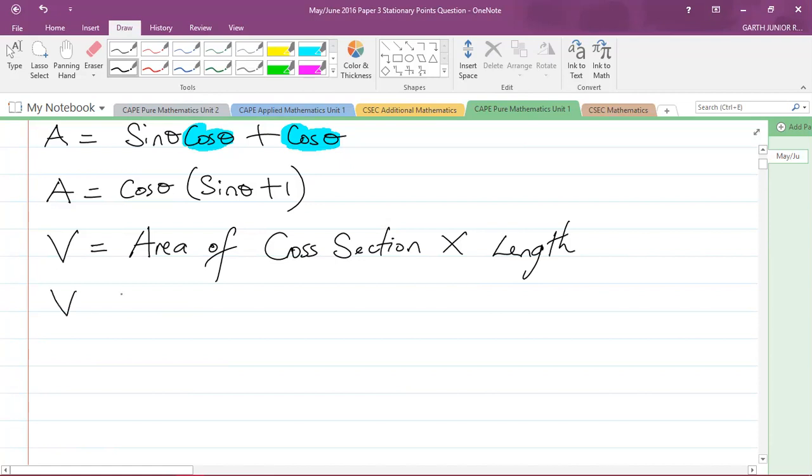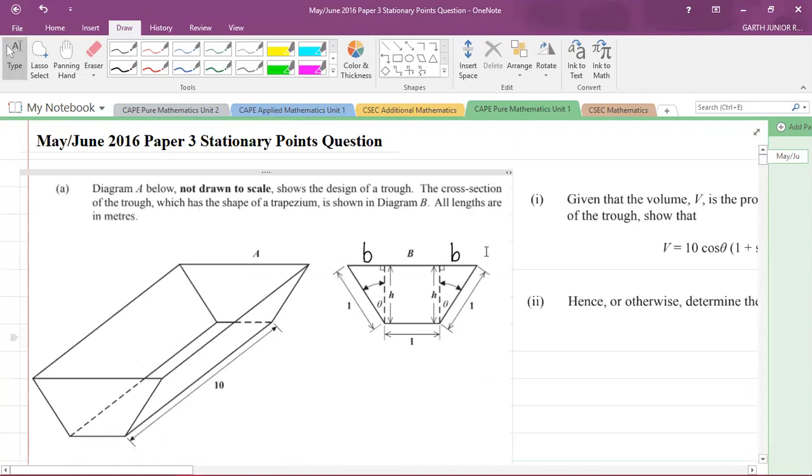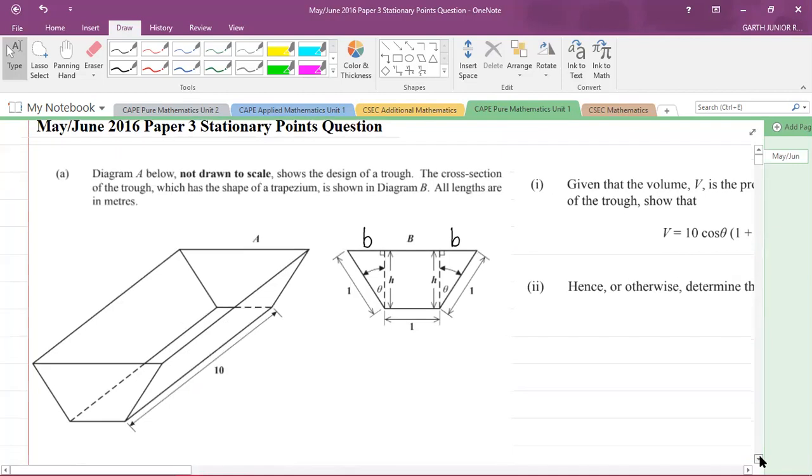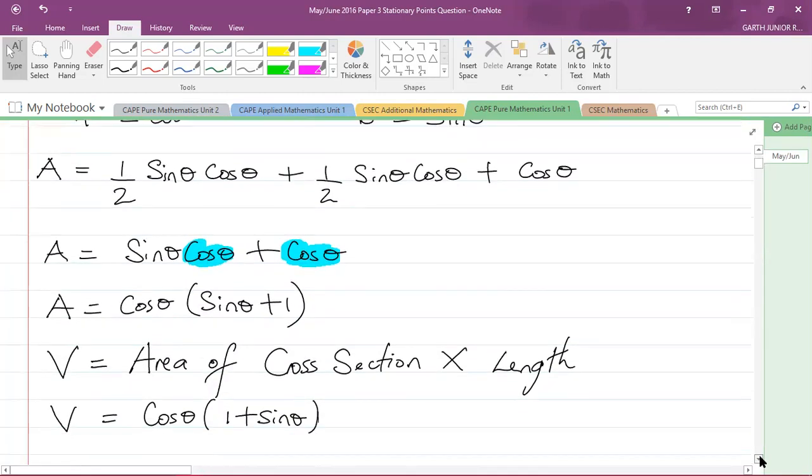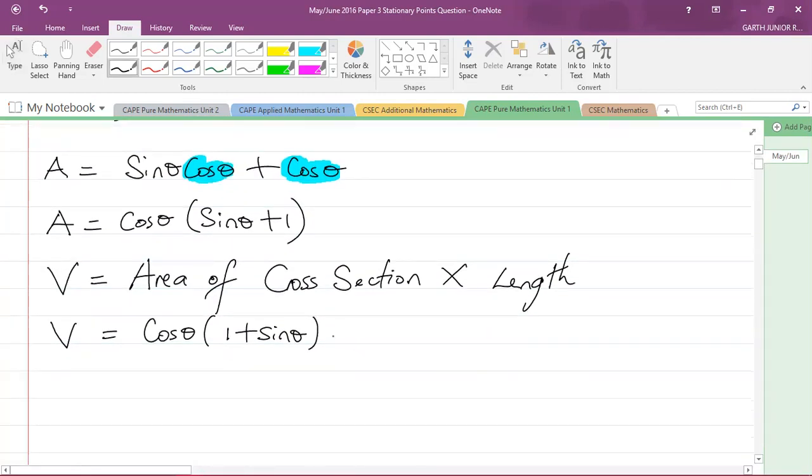So we know that the area of the cross section is what we just calculated previously. That's cos theta multiplied by sine theta plus 1, or 1 plus sine theta, just switching it around, not changing anything. So it's cos theta multiplied by 1 plus sine theta multiplied by the length, and the length of the trough here is 10 meters. So we're now going to multiply that by 10.